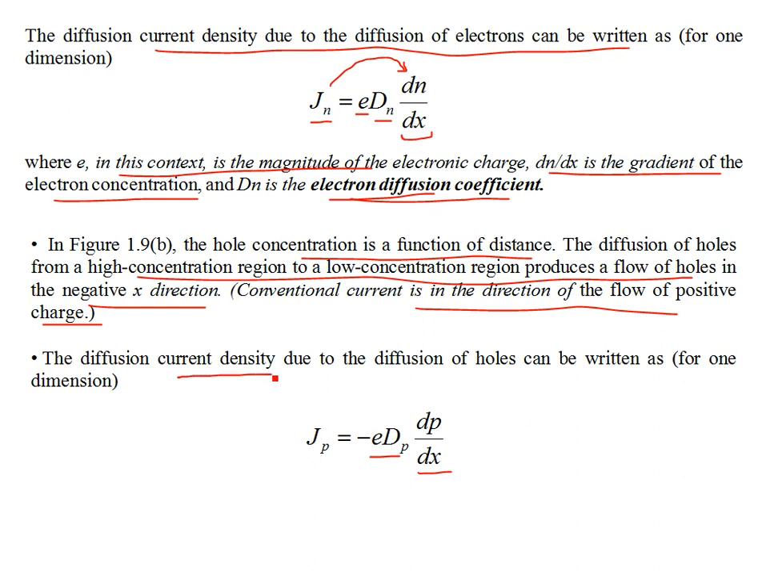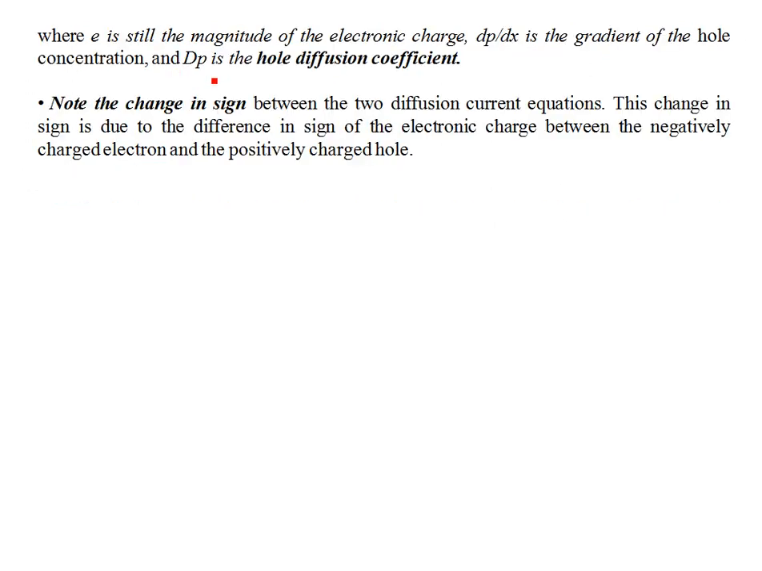So the diffusion current density due to the diffusion of holes can be written as such, with a change in the electronic sign. Okay, note that. And Dp again is the hole diffusion coefficient, as we have Dn for the electron diffusion coefficient. So Dp is a hole diffusion coefficient. And note the change in sign between the two diffusion current equations.